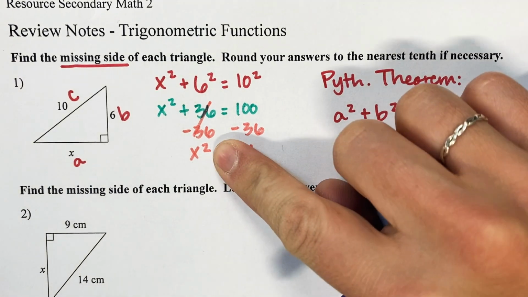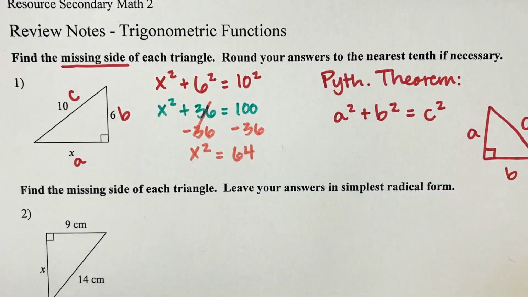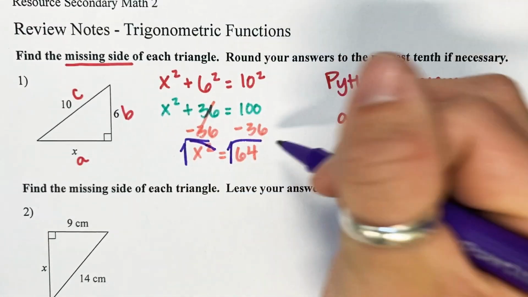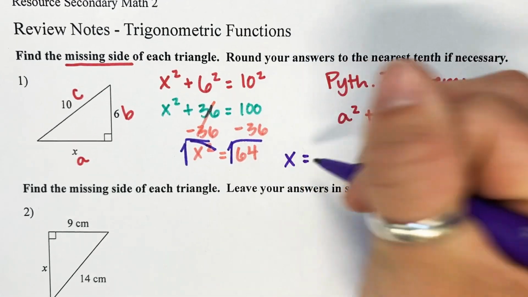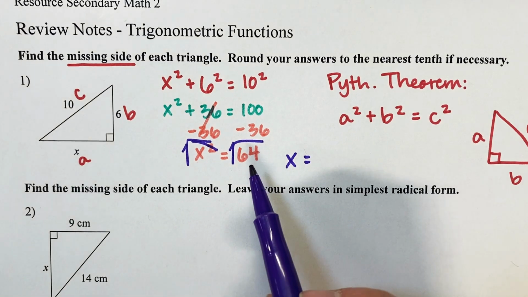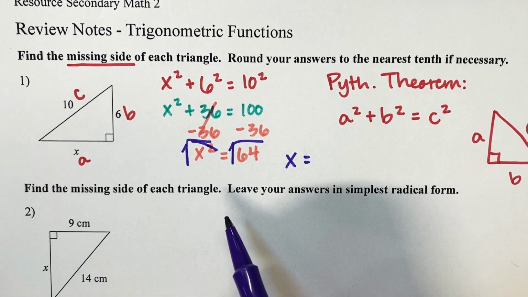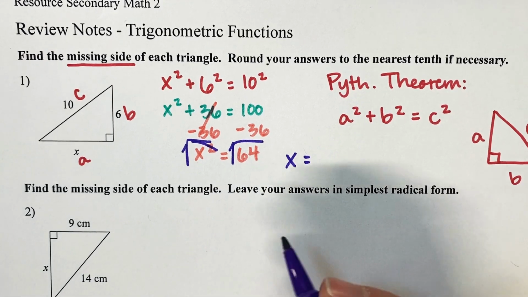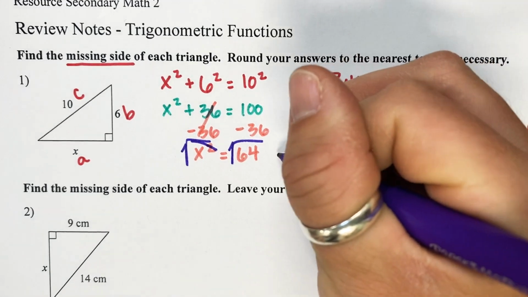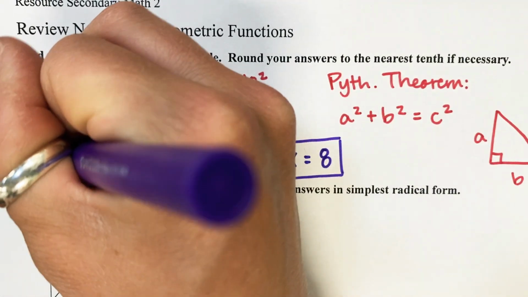Now to get x by itself, what is the opposite of square, or how do I get rid of square? We're going to square root. That cancels it out, leaving my x all by itself. Well, what is the square root of 64? What is the number that multiplies by itself to give me 64? Well, we know that 8 times 8 is 64, so the square root of 64 is 8. So we know that our missing side is 8.